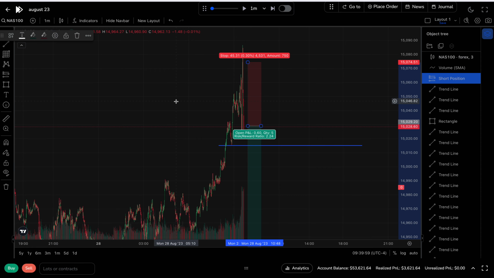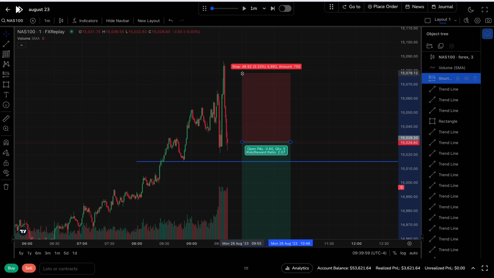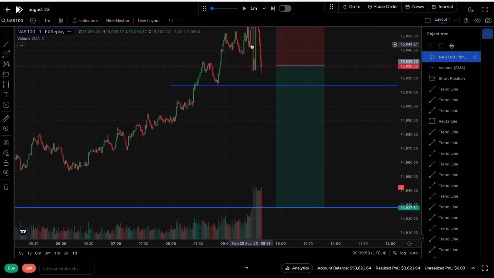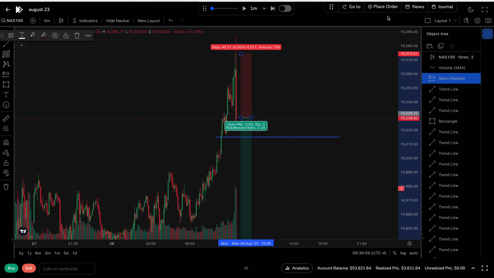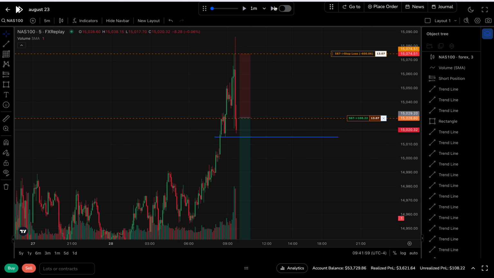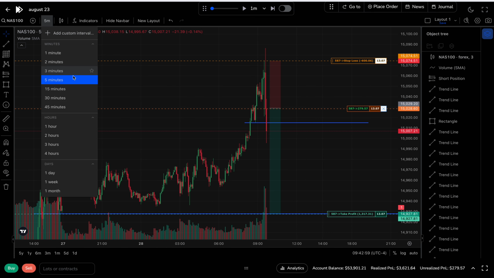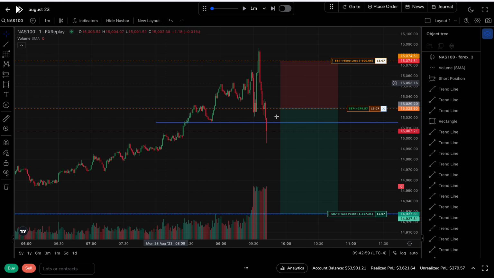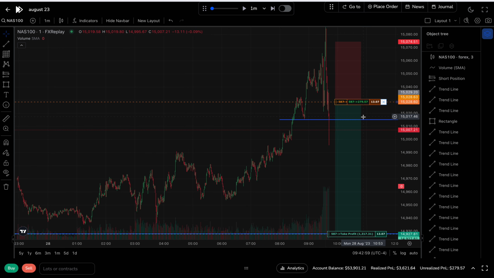Okay, where should my stop loss go? Realistically, we shouldn't go up here if this trade works. So yeah. I could move break even.